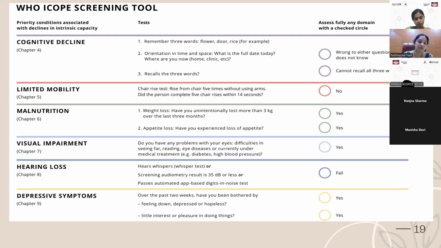The next thing that we talk about is depressive symptoms. So again, for screening, we ask them 2 questions. That is, have you been feeling down, depressed, or hopeless over the past 1 or 2 weeks? And we also ask whether they've lost interest in their hobbies or they do not feel happy doing things that they used to enjoy before.